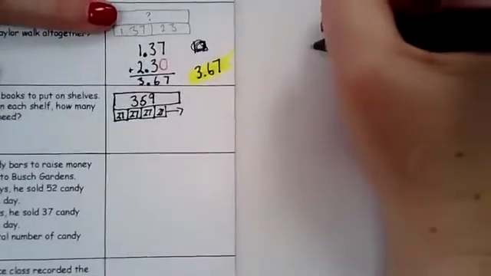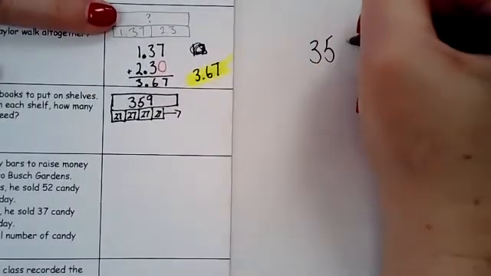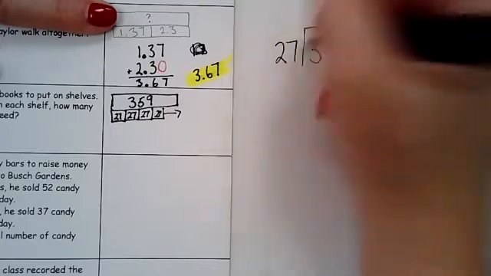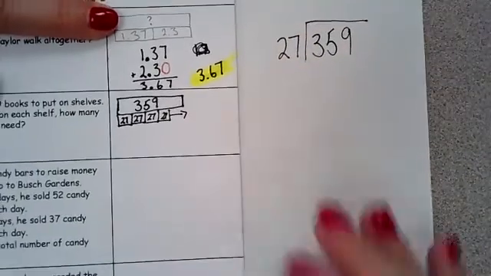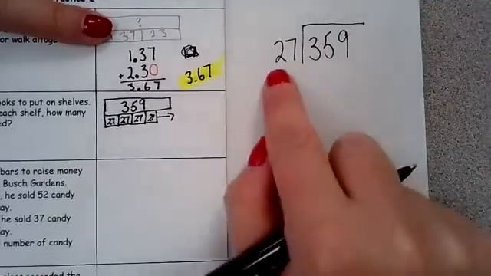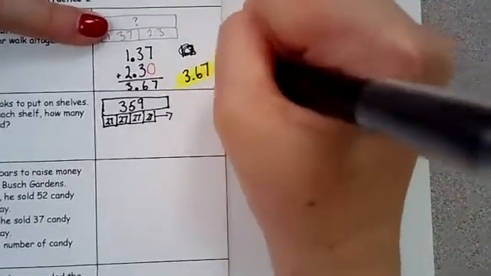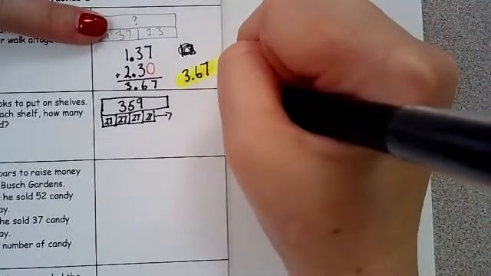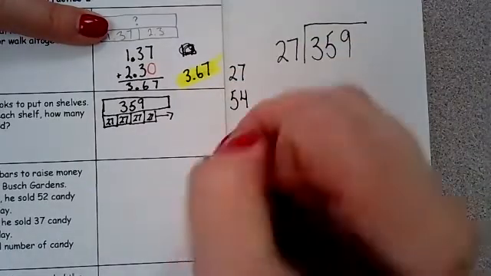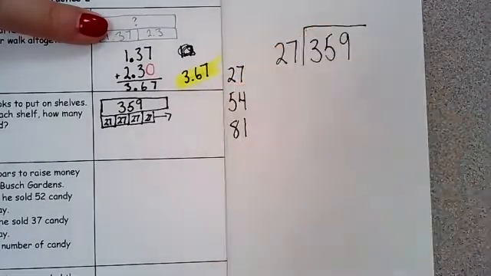So I'm going to zoom in a little bit. I've got 359, and I'm dividing it into shelves of 27 books on each shelf. So I tell my kids all the time, at least give yourself a couple multiples of the divisor. So I've got 27, 2 27s would be 54, 3 27s would be 81, and I'm going to stop there.